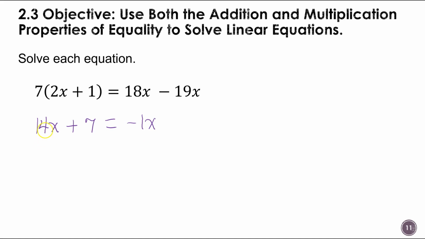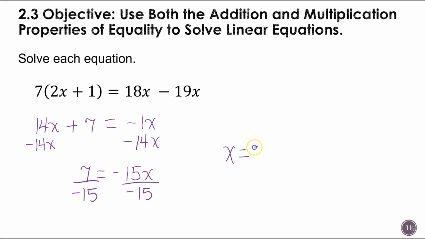Now, I'm going to get my variables on the right because I have the negative 1x already on the right all alone, right? So I subtract the 14x, and that leaves me on the left-hand side with 7. On the right-hand side, I have negative 15x, and then to solve for x, I divide by negative 15. And I end up with x equals negative 7/15.